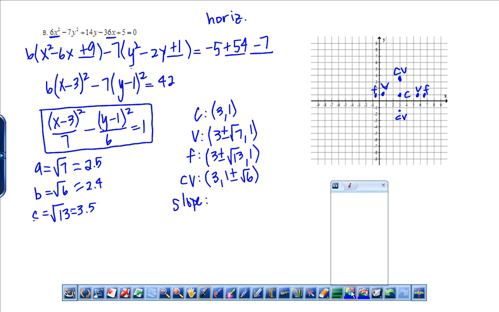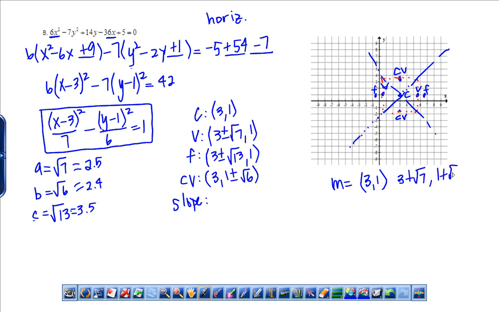Okay, slope. Let's draw our little box here, connecting the best that you can. And then I can draw my slant asymptotes. All right, so this one is going to be super crazy. So my center is (3, 1). And this point over here, this is the one I'm always picking, is going to be 3 plus root 7, oh gosh, 1 plus root 6. Okay, so I'm going to do slope over this. So 1 plus root 6 minus 1, and then 3 plus root 7 minus 3.